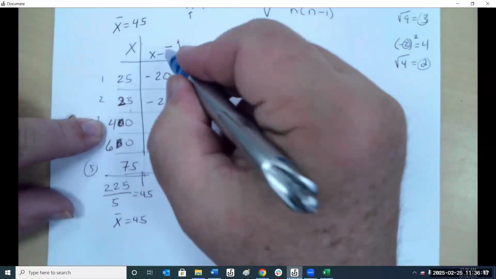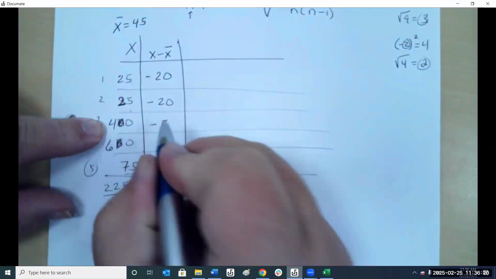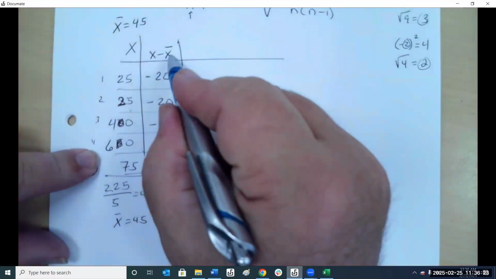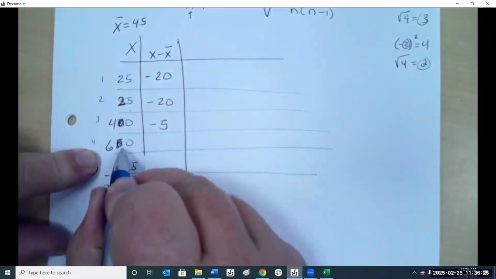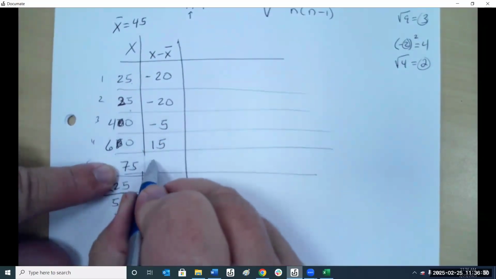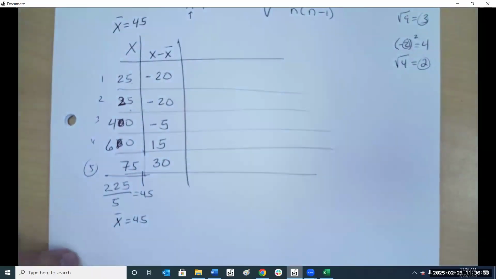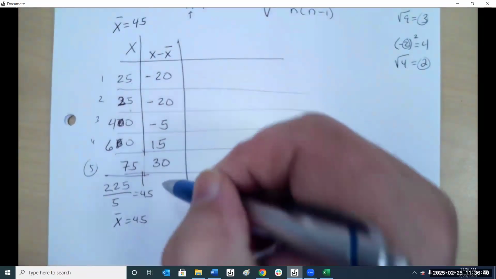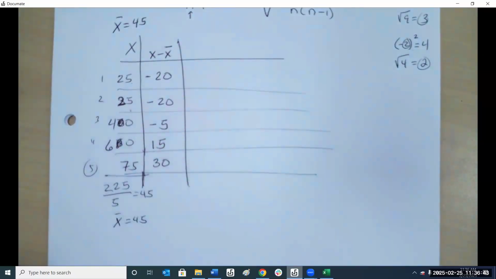40 minus 45 is negative 5. 60 minus 45, that's positive 15. 75 minus 45 is 30. If we add these together, what do we get? Nope. Yep. That's a good sign.